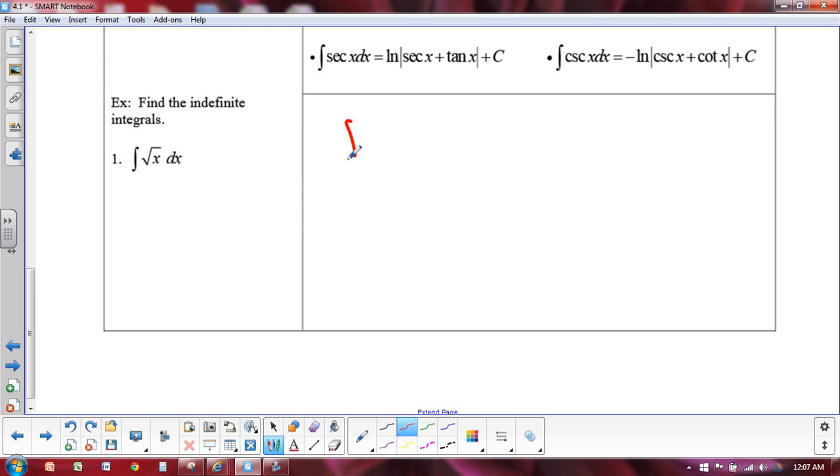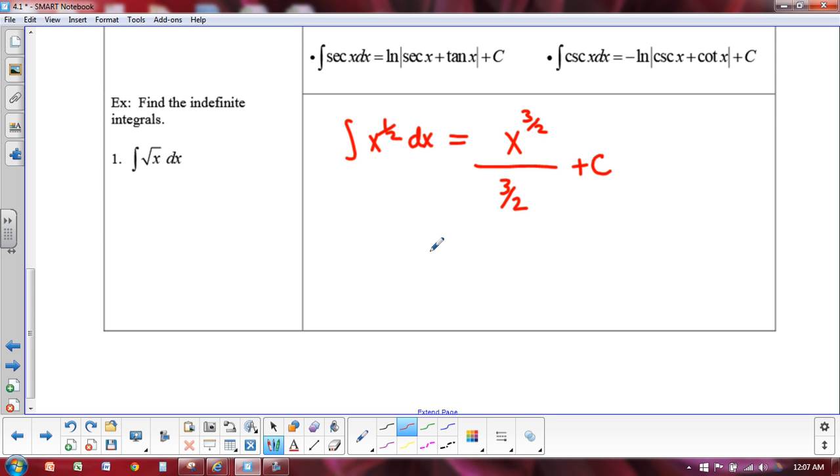So I'm going to rewrite this as the integral of x to the 1/2 dx. For derivatives, you subtracted powers and they came in front. For integrals, you're going to add. So this needs to be x to the 1½, so 3/2. And then instead of multiplying in front, you're going to divide. So divide by 3/2, and then you're going to add c.